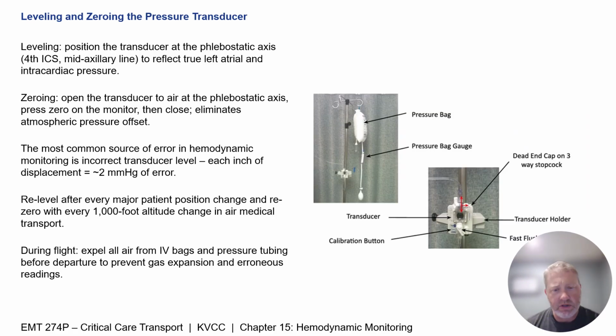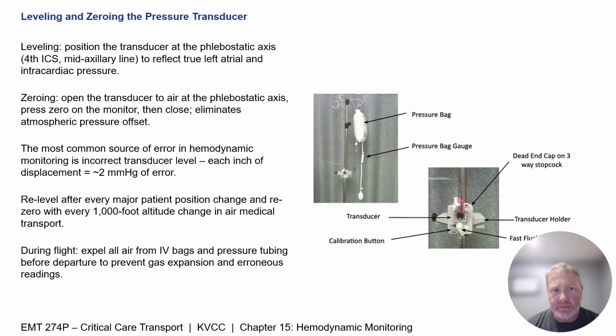Arterial lines contain a pressure reducer, and those things are pretty darn fickle. Leveling and zeroing the transducer are essential because invasive pressures are only accurate when referenced to the correct physical location. The phlebostatic axis approximates the level of the left atrium and serves as the standard reference point.